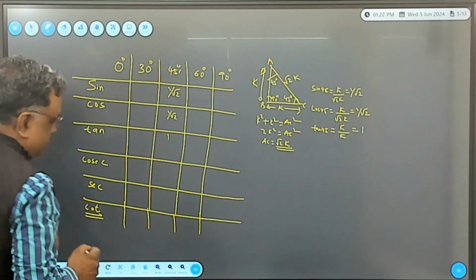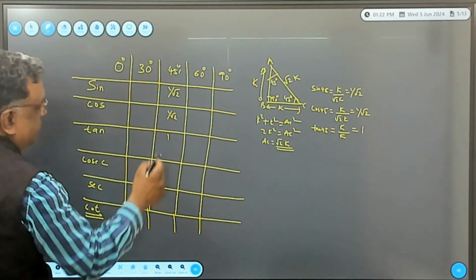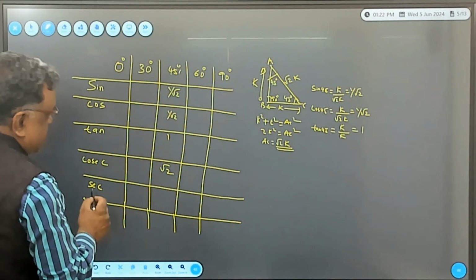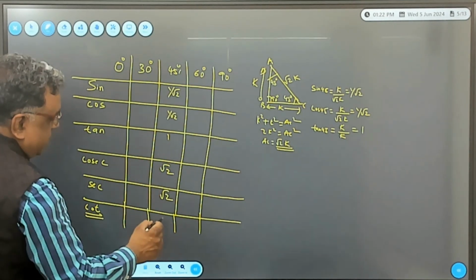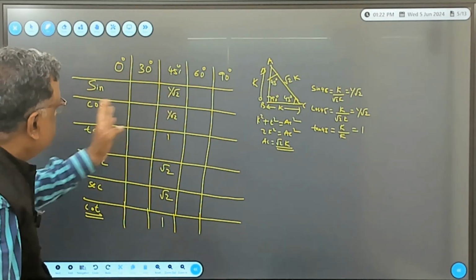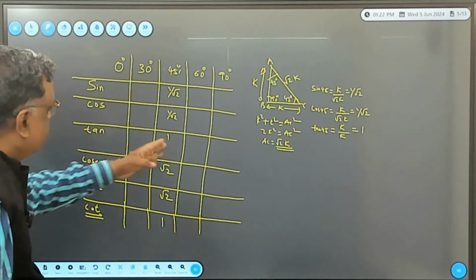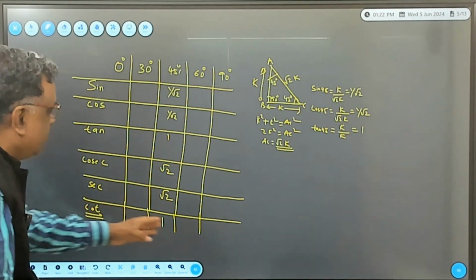tan is 1. Now cosec is a reciprocal of sine, so it will become root 2. Again sec is a reciprocal of cos, it will become root 2. Cot is a reciprocal of tan, it will become 1. So now we know sine 45 is 1 by root 2, cos 45 is 1 by root 2, tan 45 is 1, cosec 45 is root 2, sec 45 is root 2, cot 45 is 1.